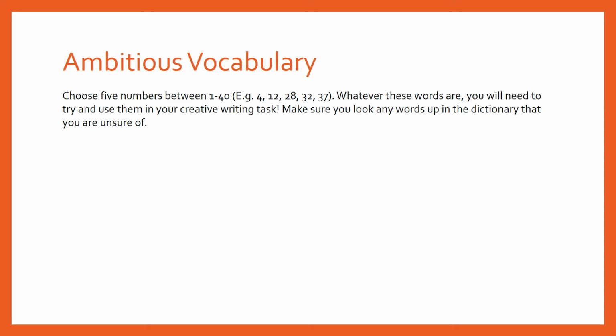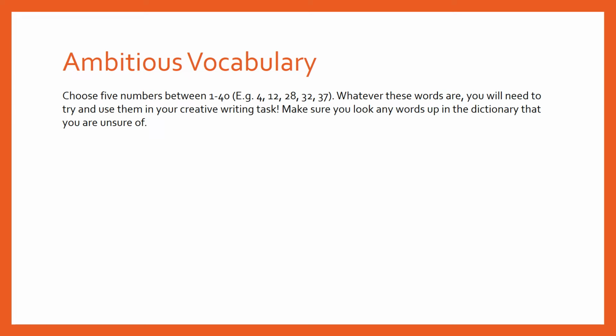Okay, ambitious vocabulary. At Knole, we love students to use fancy words and show off their vocabulary. What we would like you to do is choose 5 numbers between 1 and 40. So for example, 4, 12, 28, 32 and 37. Make sure you write them down. You can choose whichever numbers you like.